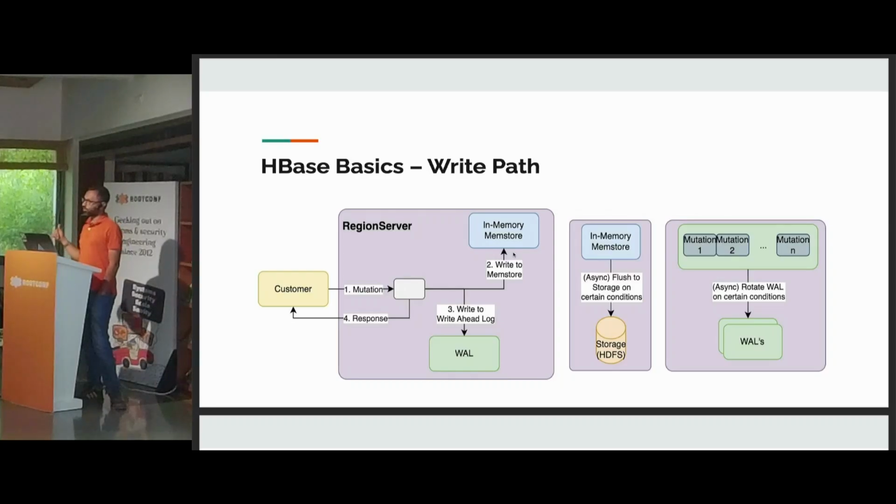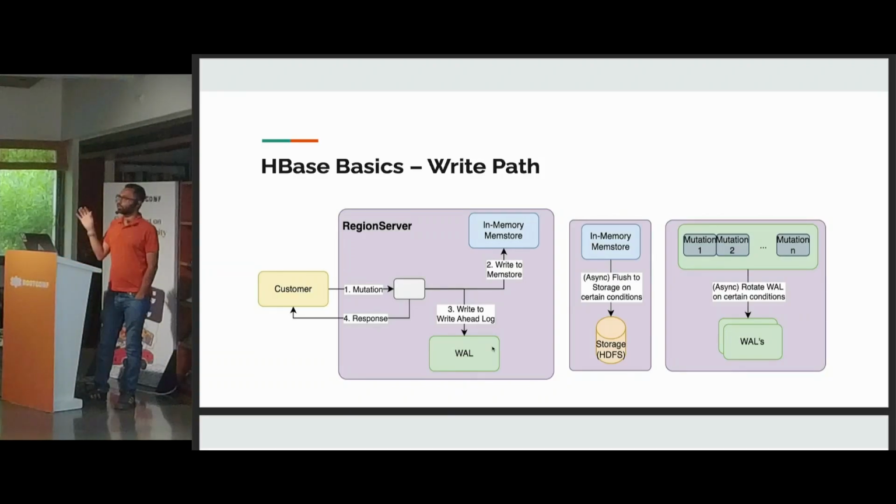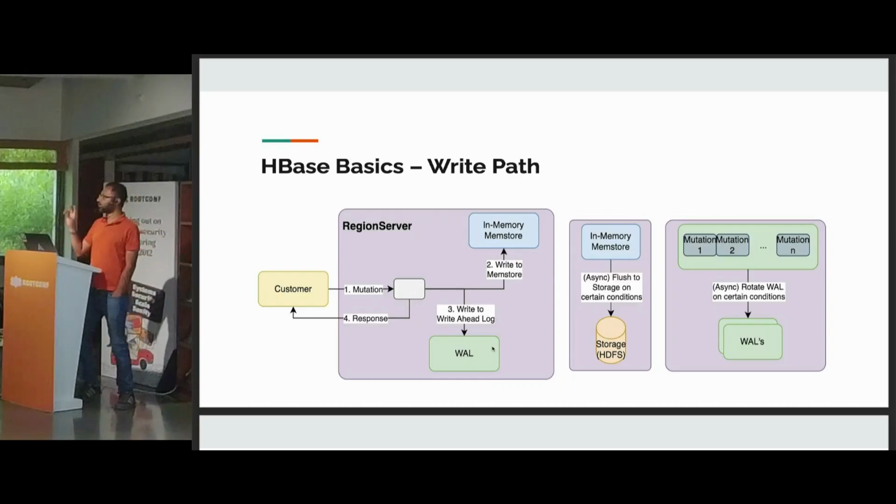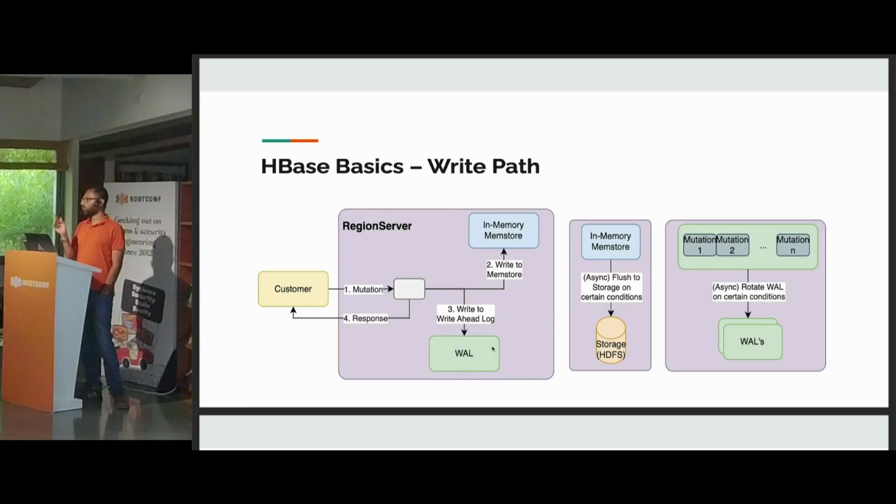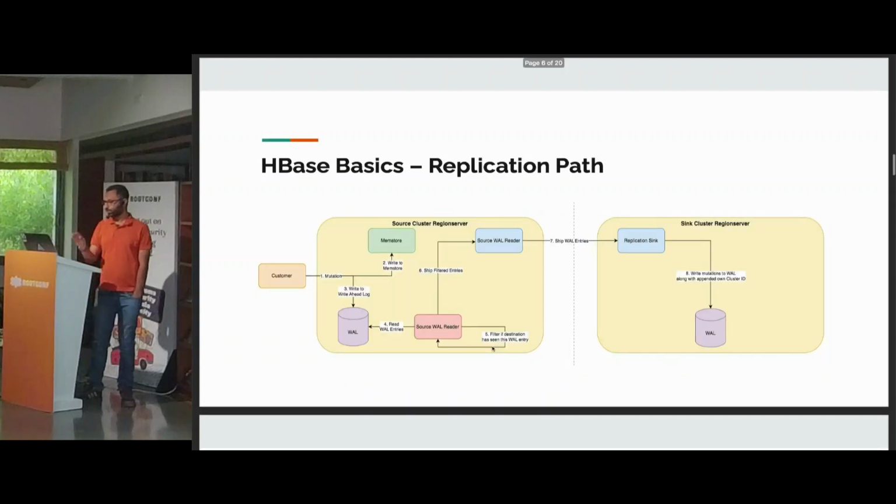And once it is flushed to disk, then your data is persistent. Then the WAL is no longer required, right? And WALs also have specified size configurations, say 64 MB, 128 MB. Once it reaches that, it creates a new WAL. Anyway, there's no locking or anything like that. It's just an append-only file. This is the write path.